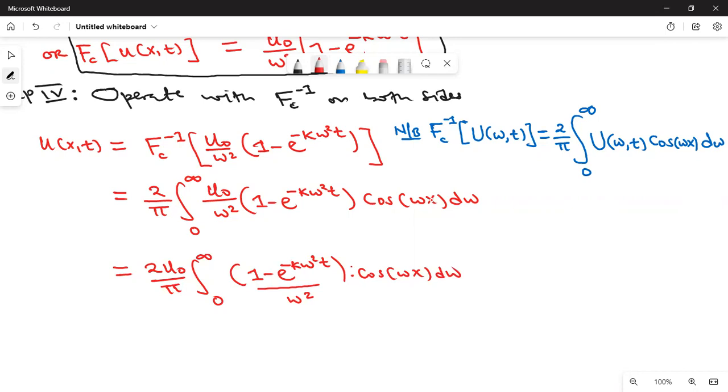So if you have time, you can also be able to evaluate this integral to get the final answer. But even if you leave your answer as this integral, then there's no problem. So that is the solution of that particular boundary and initial value problem.